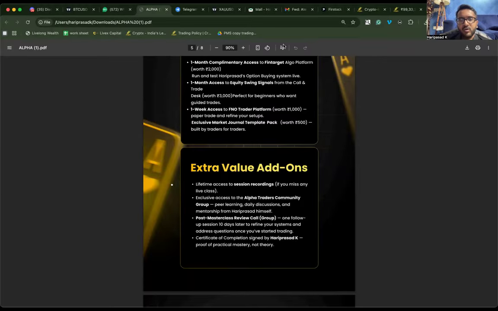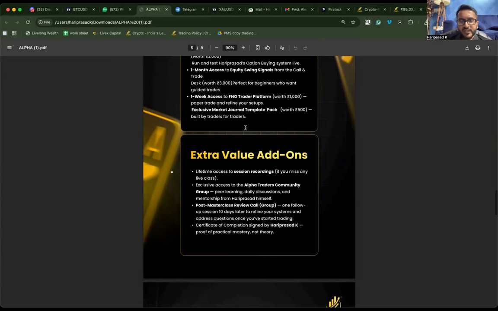Apart from that, you're going to get access to our analytics tool, and you'll also get access to our market journal, where you can log your trades. So all those things are going to be there.